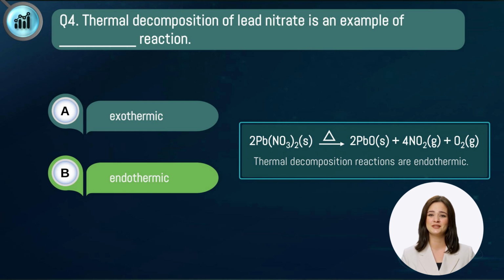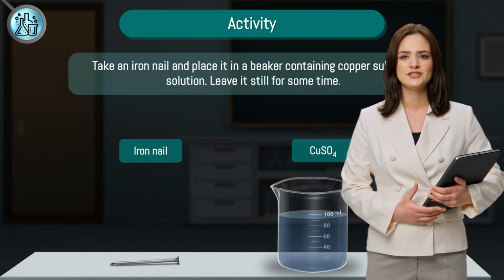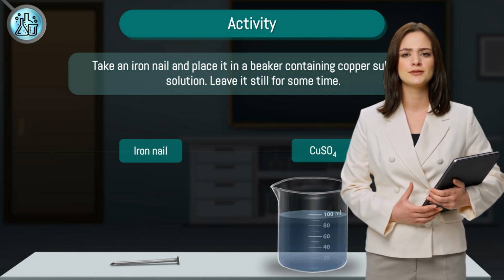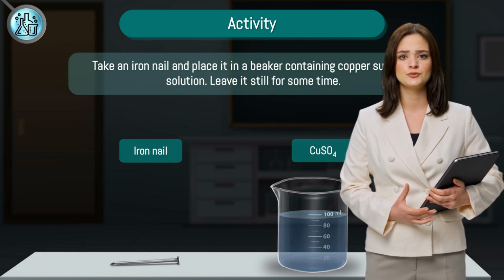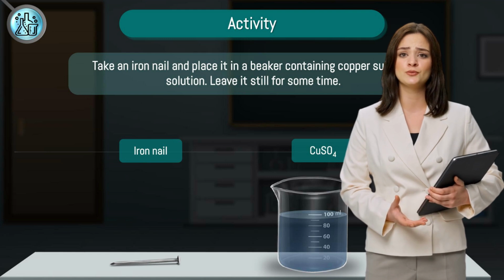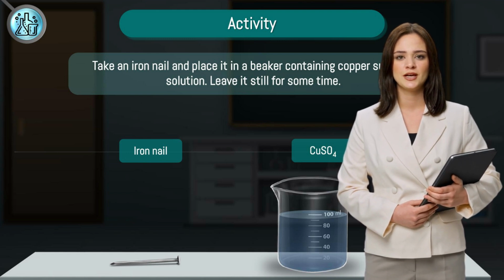We've understood about decomposition reaction. Now let us study about displacement reaction on the next slide. Let's perform a simple activity to understand a type of chemical reaction. Take an iron nail and a beaker containing copper sulfate solution, CuSO4. Place the iron nail into the solution and leave it undisturbed for some time.